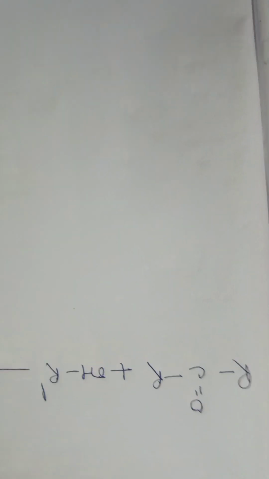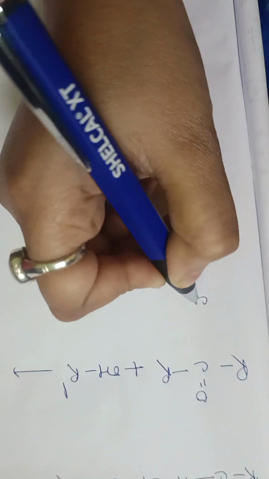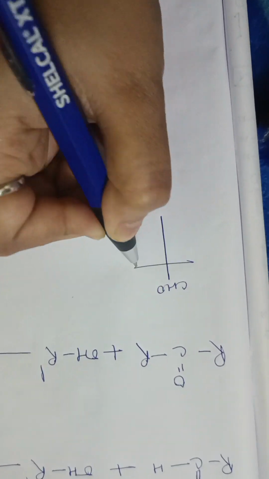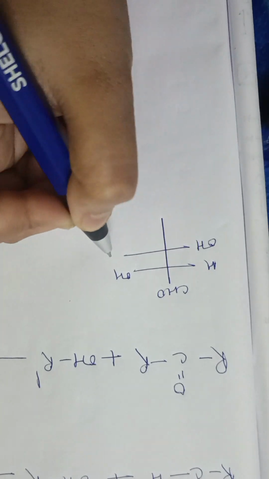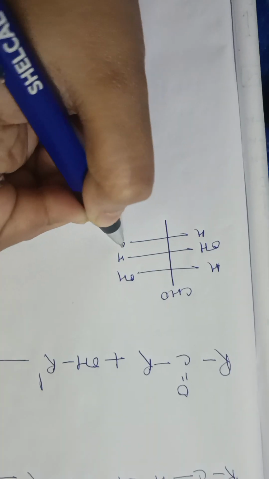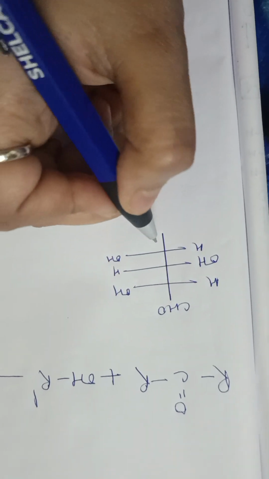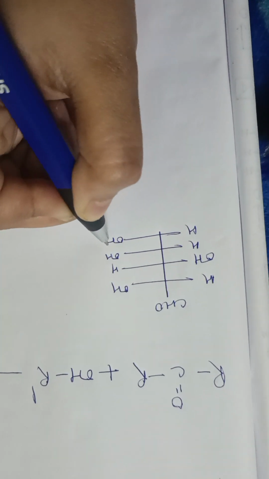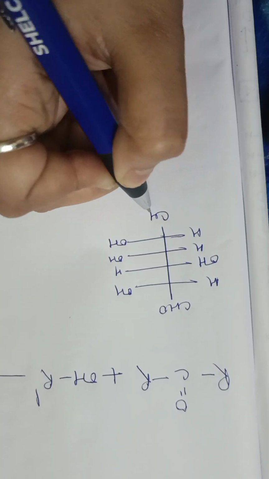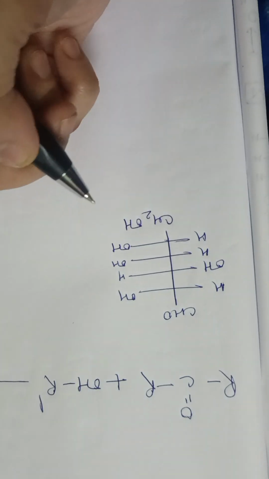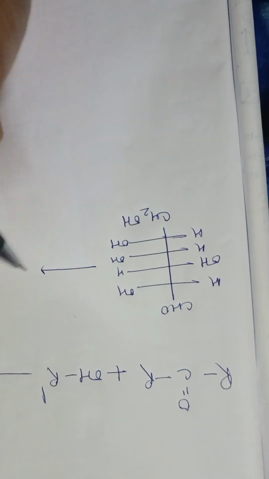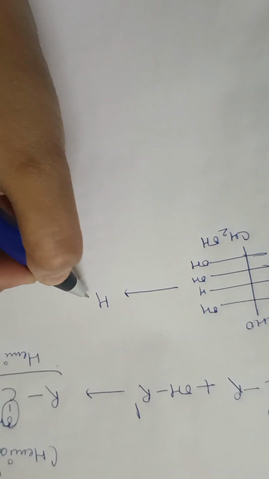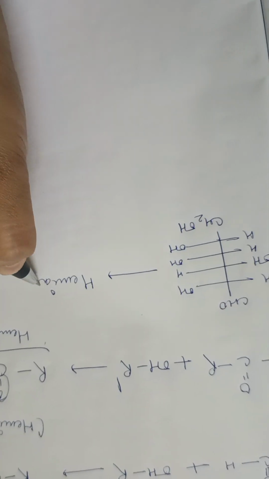Draw the structure of glucose, then I will explain it to you. CHO, H, OH, HO, H, H, OH, H, OH, CH2OH. Okay, this is your glucose structure. Now, if I convert it into hemiacetal, try to understand.